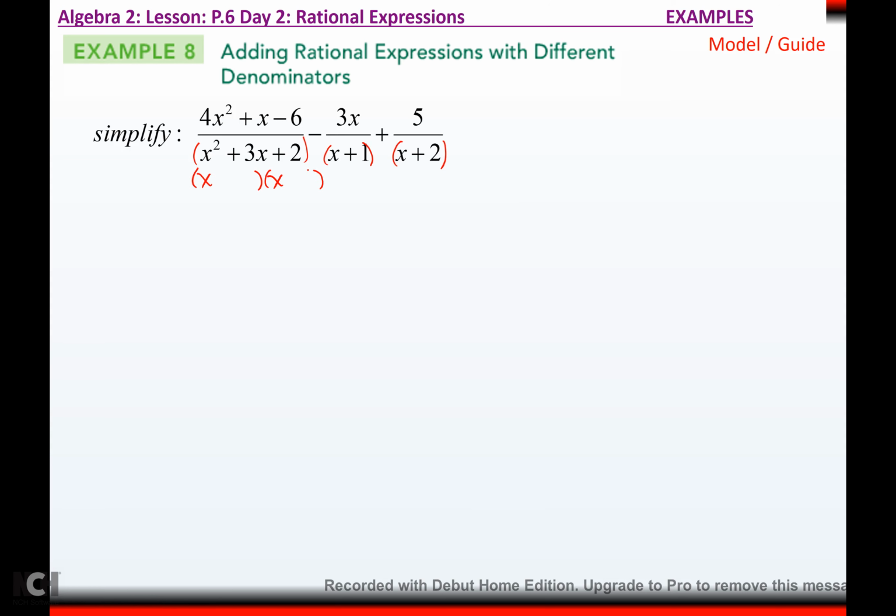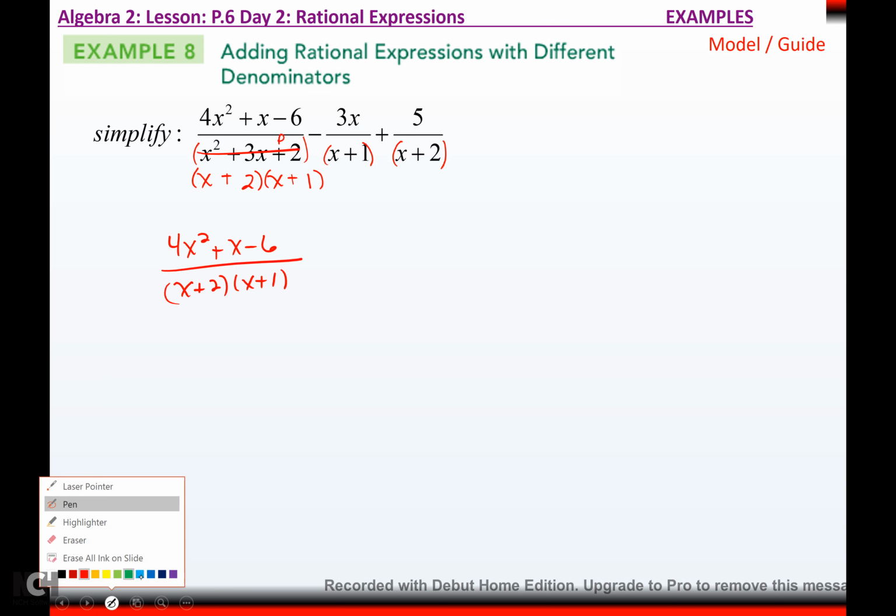So x times x is x squared. Factors of 2 that make 3 are 1 and 2. C is positive, so they both get the middle sign. So I can rewrite this as 4x squared plus x minus 6 over x plus 2 times x plus 1. Nothing else can be factored, so minus 3x.